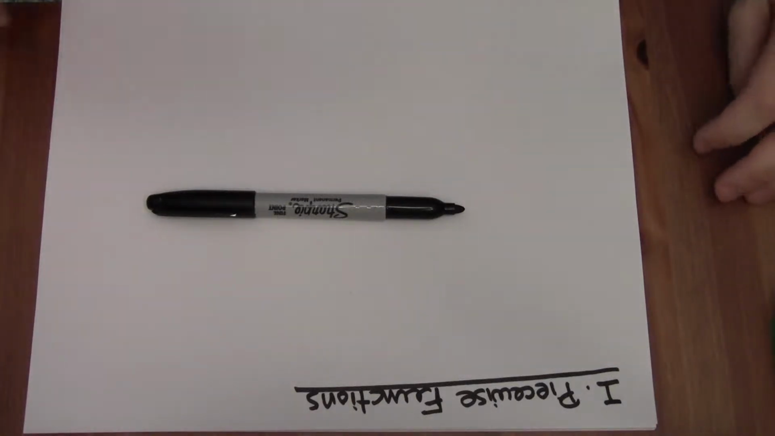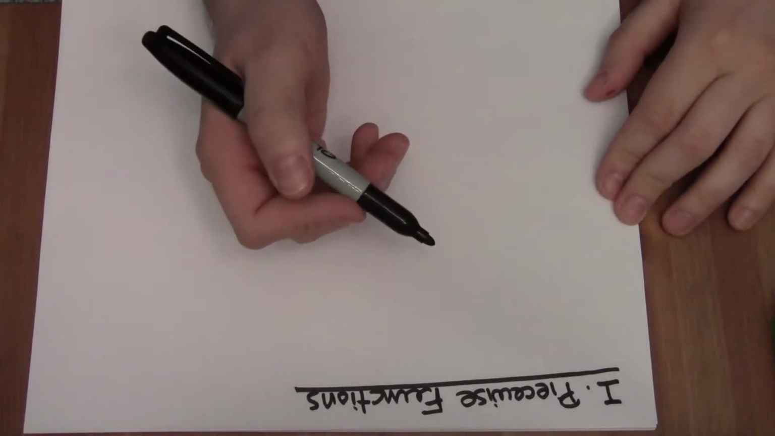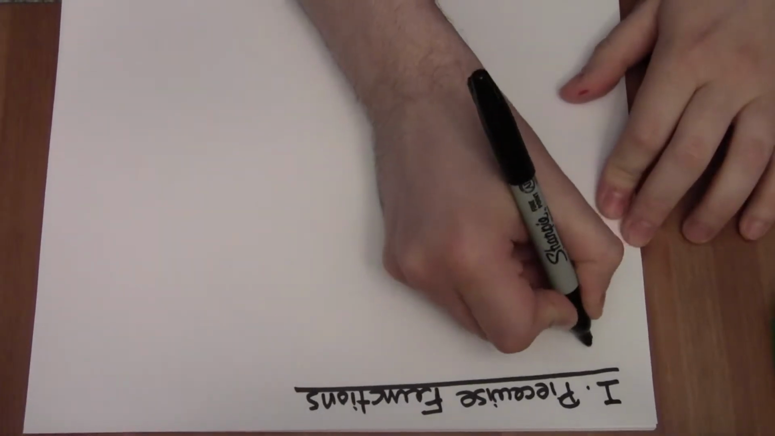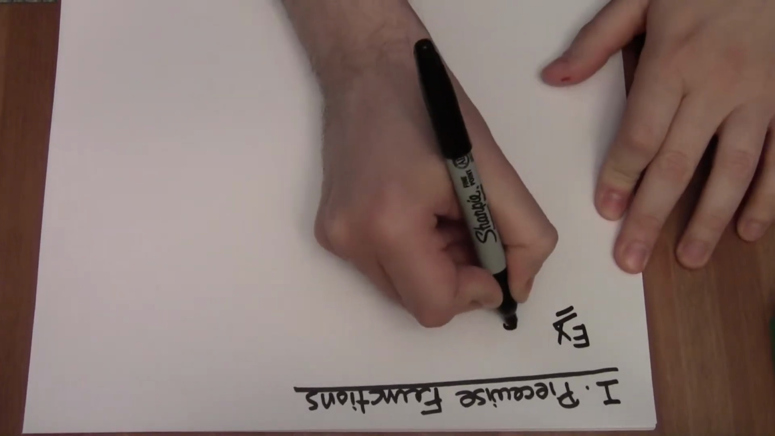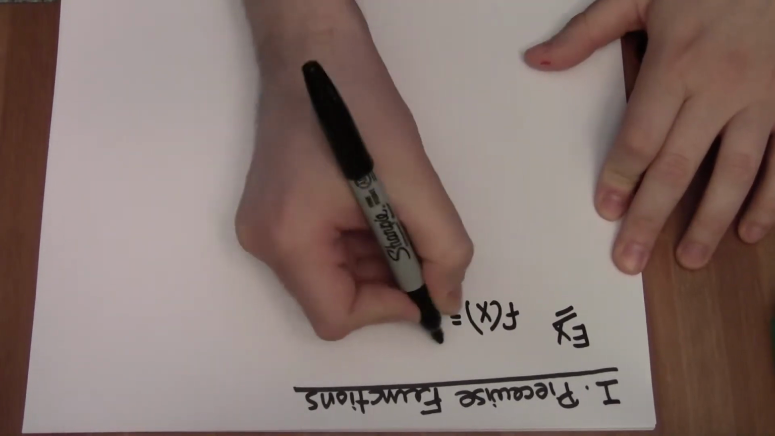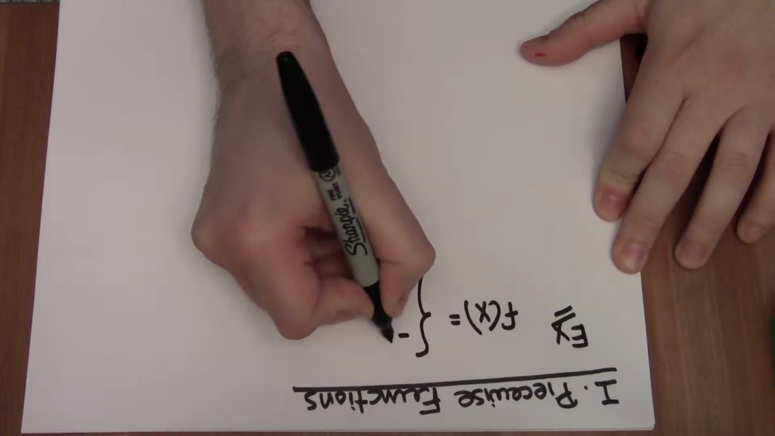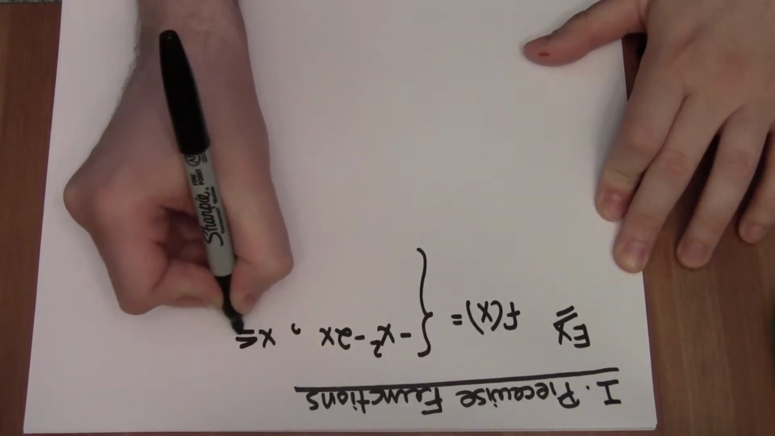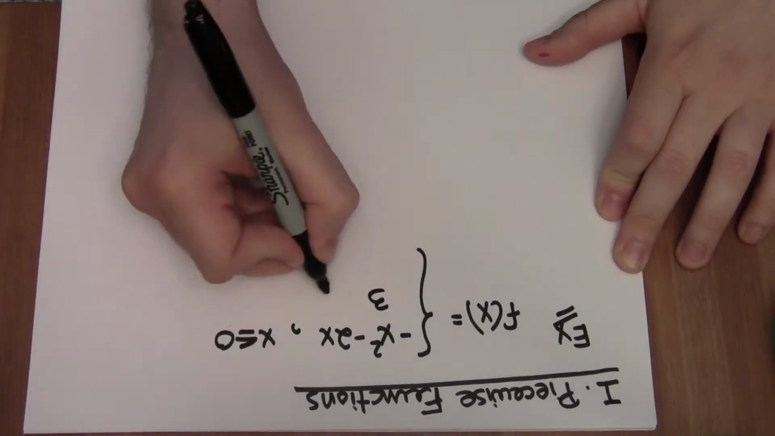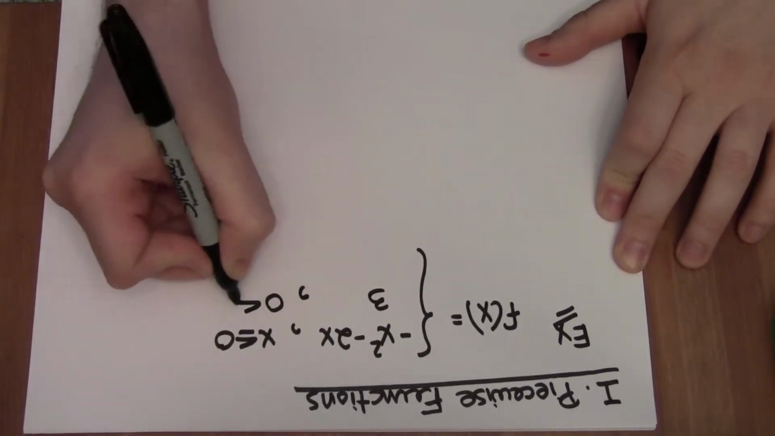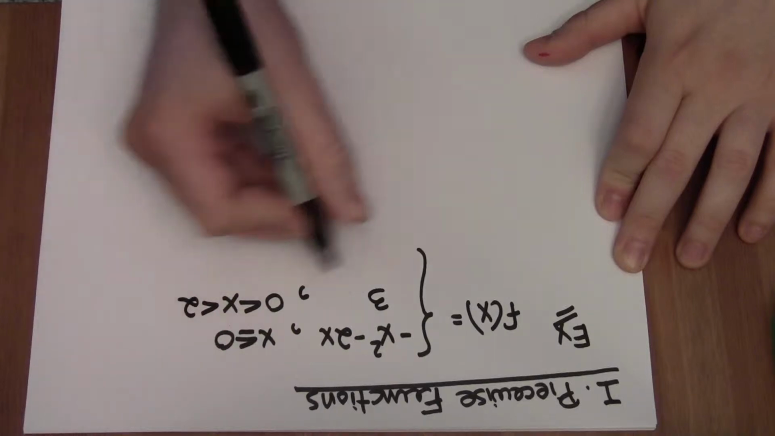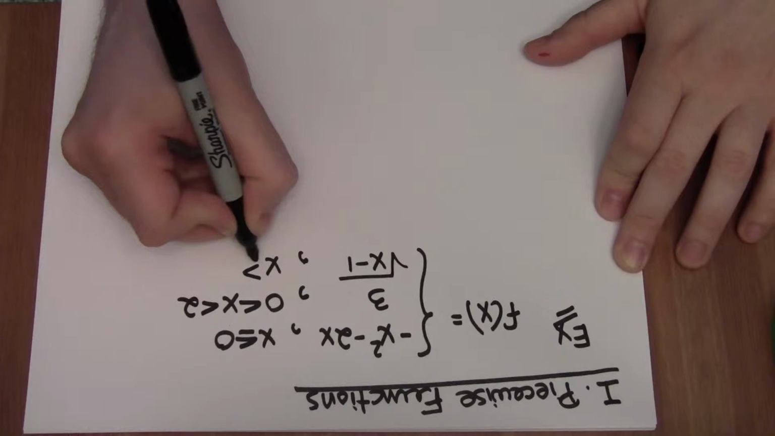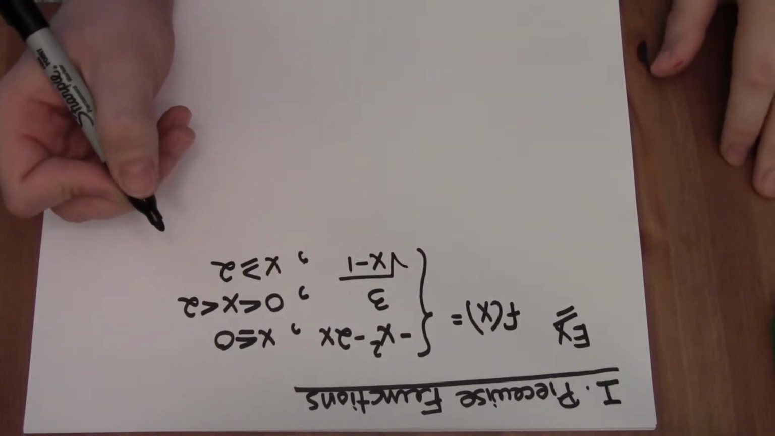Section I, piecewise functions. A piecewise function is just a function that's defined differently over different domains. For example, something that looks like this. f of x equals negative x squared minus 2x when our x values are less than or equal to 0, the constant 3 when our x values are between 0 and 2, and the square root of x minus 1 when our x values are greater than or equal to 2.